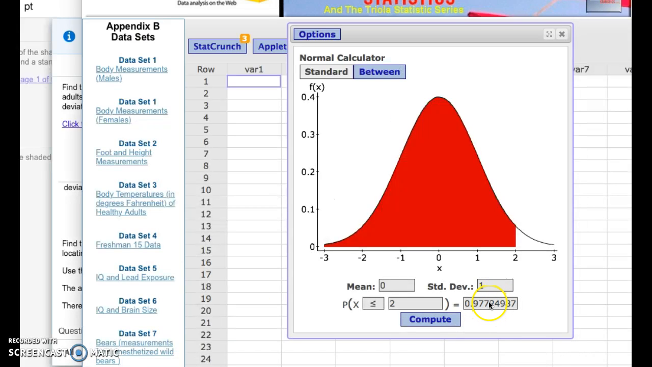Again, we get greater accuracy with the technology than we would in the table. The table would have produced 0.9772. We have an additional degree of accuracy with 4987 to the right.